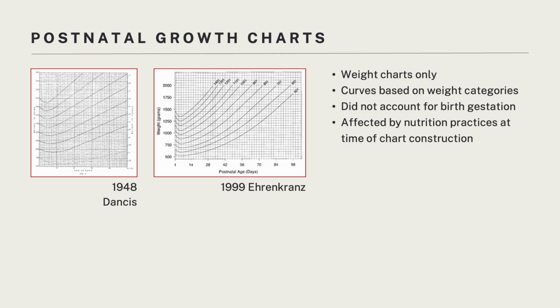However, we know that a 1 kilo infant born at 26 weeks differs in their growth potential from a 1 kilo baby born at 32 weeks. More importantly, postnatal growth charts reflect the growth trend based on nutrition practices at the time, and these charts may not capture a rate that approximates fetal growth rate.